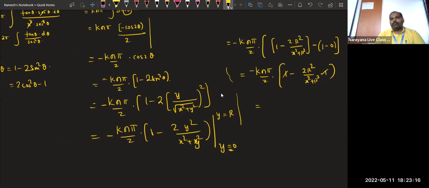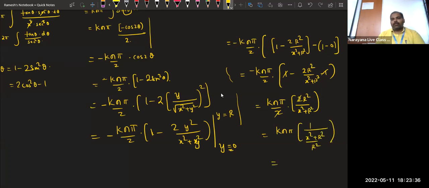K into sigma into pi by 2 and into how much? 2r square plus x square by r square, na? 2 cancels out. So what do you say? K into sigma into pi. This r square I will take to denominator. What we can write? X square plus r square by r square. Understood? So what will happen? K into sigma into pi 1 by r square into 1 plus x square by r square. Clear or not clear? Clear.